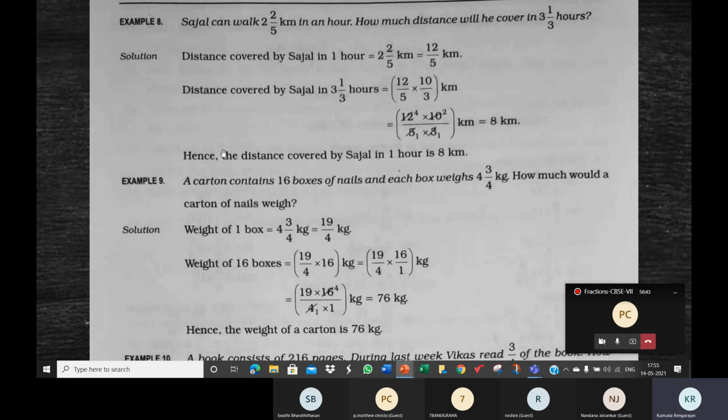8 kilometers. So the distance covered by Sajal, not in 1 hour, children, they've made a mistake. There's a printing mistake here. Hence, the distance covered by Sajal in 3 1/3 hours is equal to 8 kilometers. Please correct this. It's not 1 hour because it's given in 1 hour, he's walking 2.5 kilometers. There's a printing mistake here. So hence the distance covered by Sajal in 3 1/3 hours is equal to 8 kilometers.